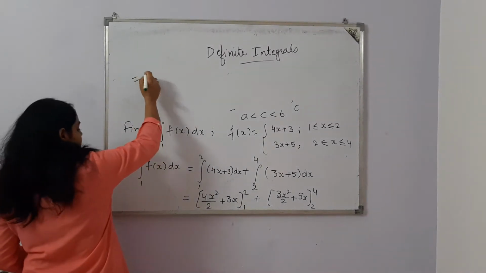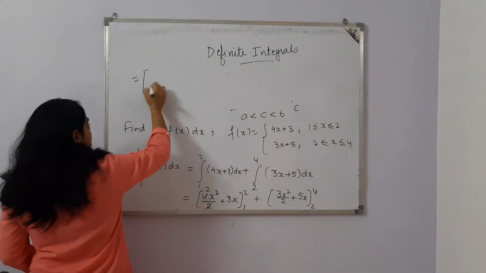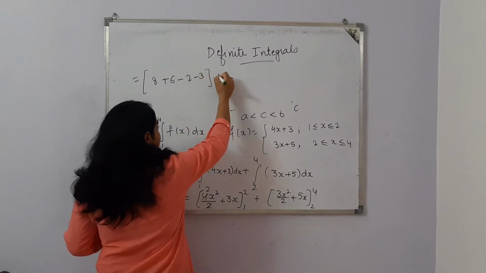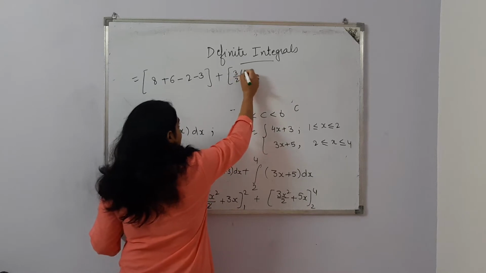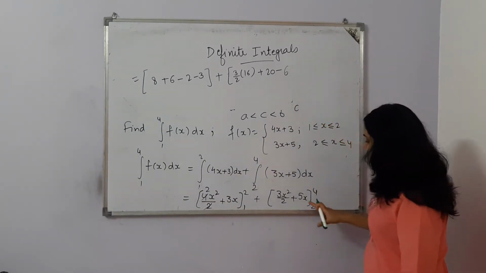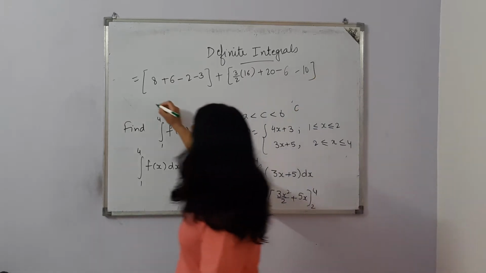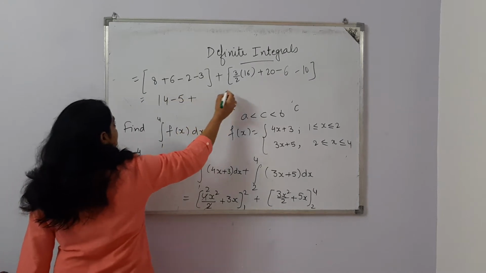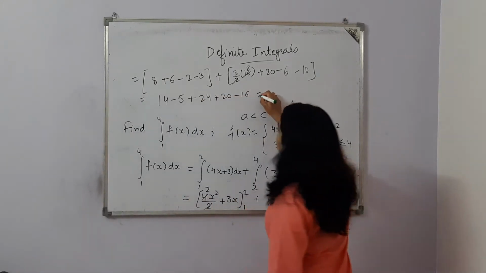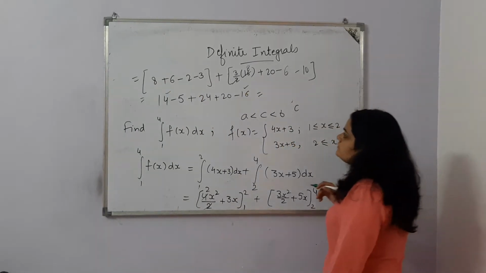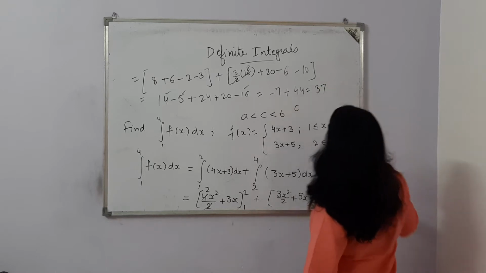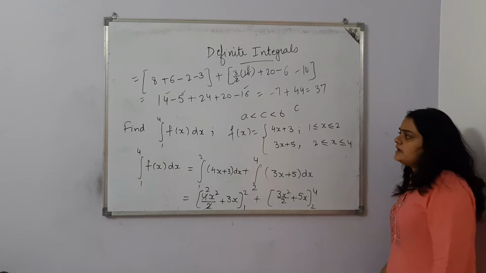Now when we substitute, it is 2x here, 8 plus 6 minus 2 minus 3, and 3 by 2 into 16 plus 20 minus 3 2s are 6, 5 2s are 10, 14 minus 5 plus 24 plus 20 minus 16. 14 minus 16 is minus 2, minus 2 minus 5 is minus 7 plus 44. Now 37 is the answer. So 37 is the answer.